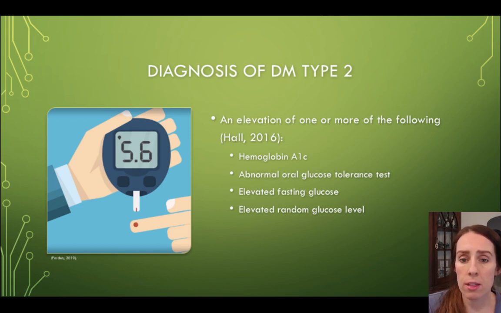Another test is the abnormal glucose tolerance test. You have glucose greater than or equal to 200 milligrams per deciliter 2 hours after a carbohydrate load. You can have elevated fasting glucose greater than or equal to 126 on more than one occasion. You could also have elevated random glucose levels greater than or equal to 200, accompanied by the classic signs and symptoms of diabetes, and we'll talk about those in just a minute.